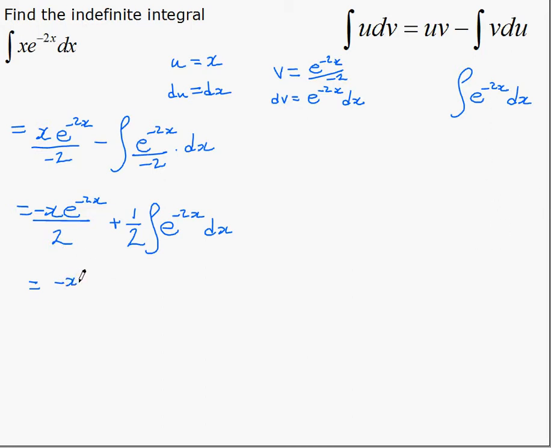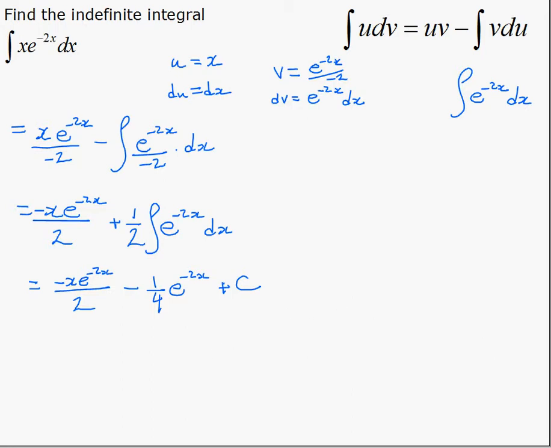So we can do that directly. It's going to be minus 1 over 4 e to the minus 2x plus c. And so that's our final answer for that one.